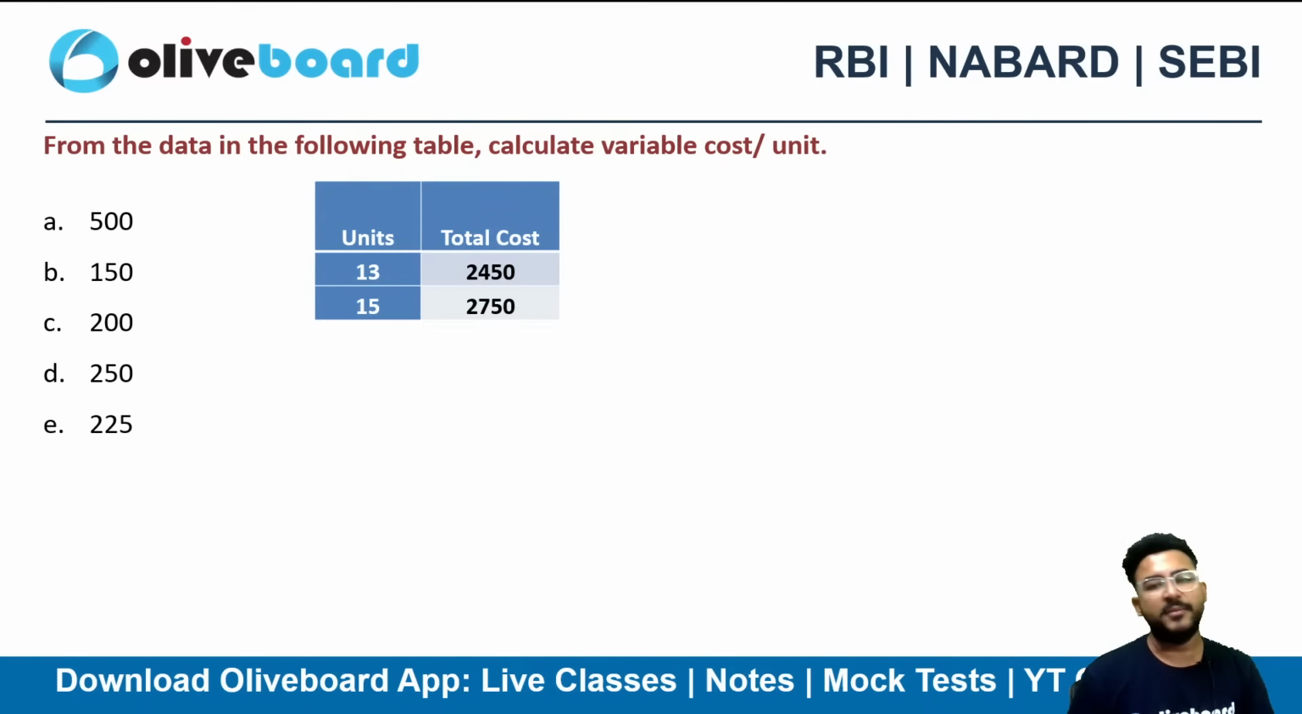Sorry. Tell me the variable cost from this particular question. It's a question which is related to your semi-variable cost. You just need to find out the variable cost per unit. A very simple one. Change in the total cost divided by the change in the units. That's it.